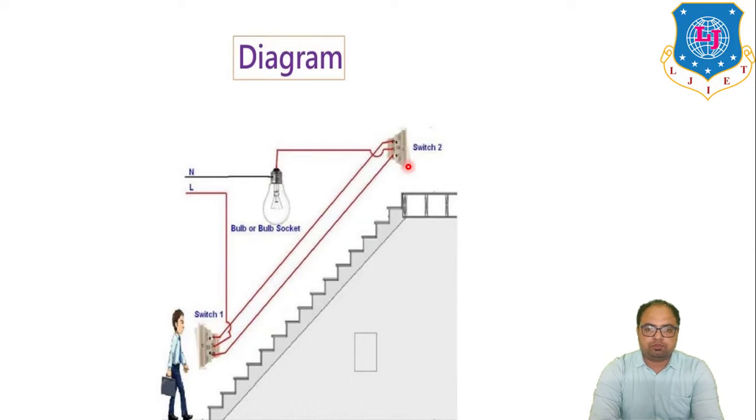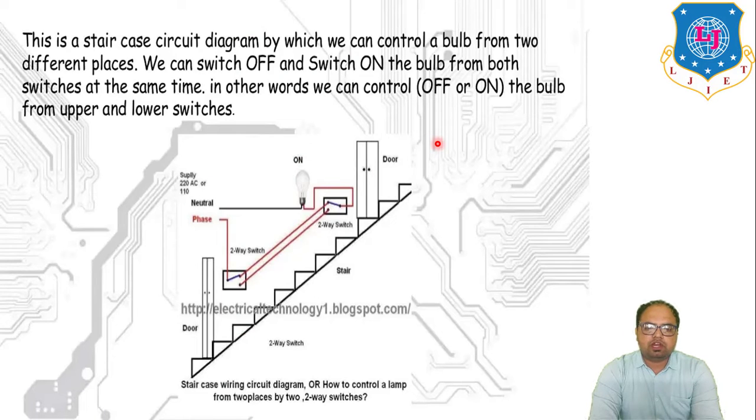You can see here the switches are connected as per our discussion, and when we press the switch from the lower side, the phase is completed, the circuit is completed, and the bulb will glow. When we want to switch off this bulb, with the help of switch 2 we can also turn off the bulb. This is the same thing which we have already discussed.